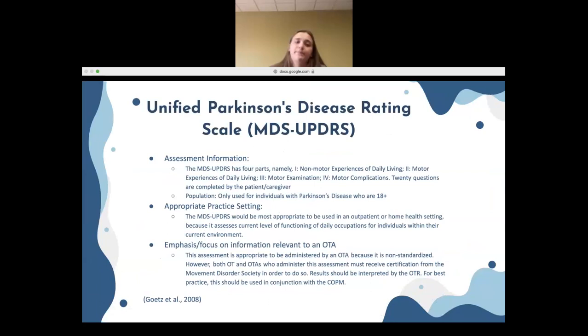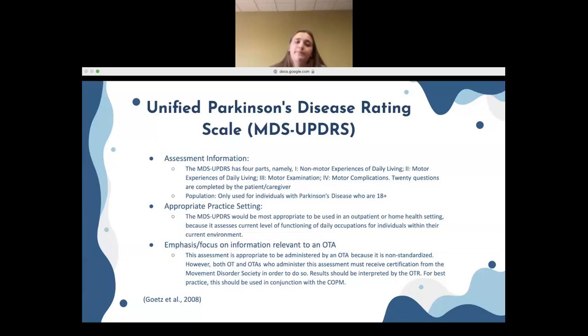All right, moving on to our assessments. The first assessment that we found in research as the most evidence-based was the Unified Parkinson's Disease Rating Scale. So this scale has 4 parts addressing non-motor experiences of daily living, motor experiences of daily living, motor examination, and motor complications. And there are 20 questions that are completed by both the patient and the caregiver.